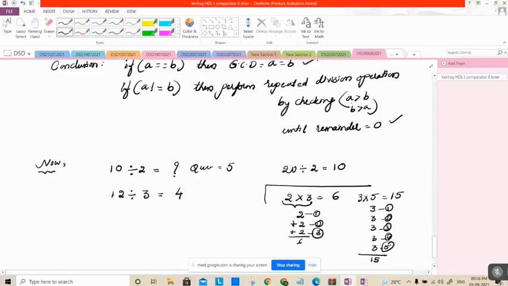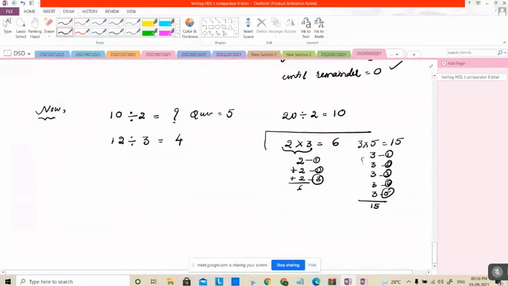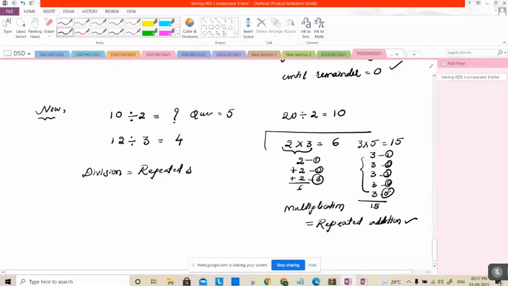15. Both are correct, right? Correct, right? Yes, sir. So do you all agree that multiplication is nothing but a repeated or iterative addition? Is this right? Okay, yes, sir. Repeated addition, right? In a similar way, division can be done with the help of iterative or repeated subtraction.